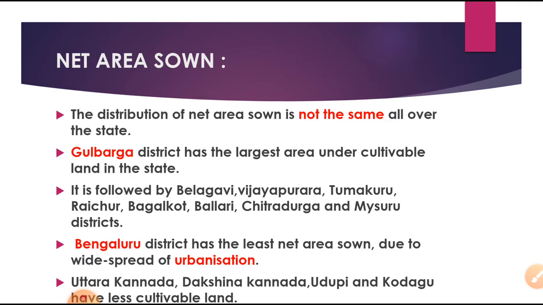Along with Bangalore, some other districts also have a small net area in our state, like Uttara Kannada, Dakshina Kannada, Udupi, and Kodagu. Why Kodagu? Because of its up and down terrain. Kodagu comes under the Malnad region. Malnad has an up and down region, not plain land. This slope region is not suitable for agriculture. It is suitable only for a few types of crops, like coffee, tea, and rubber, which can be grown in this area.